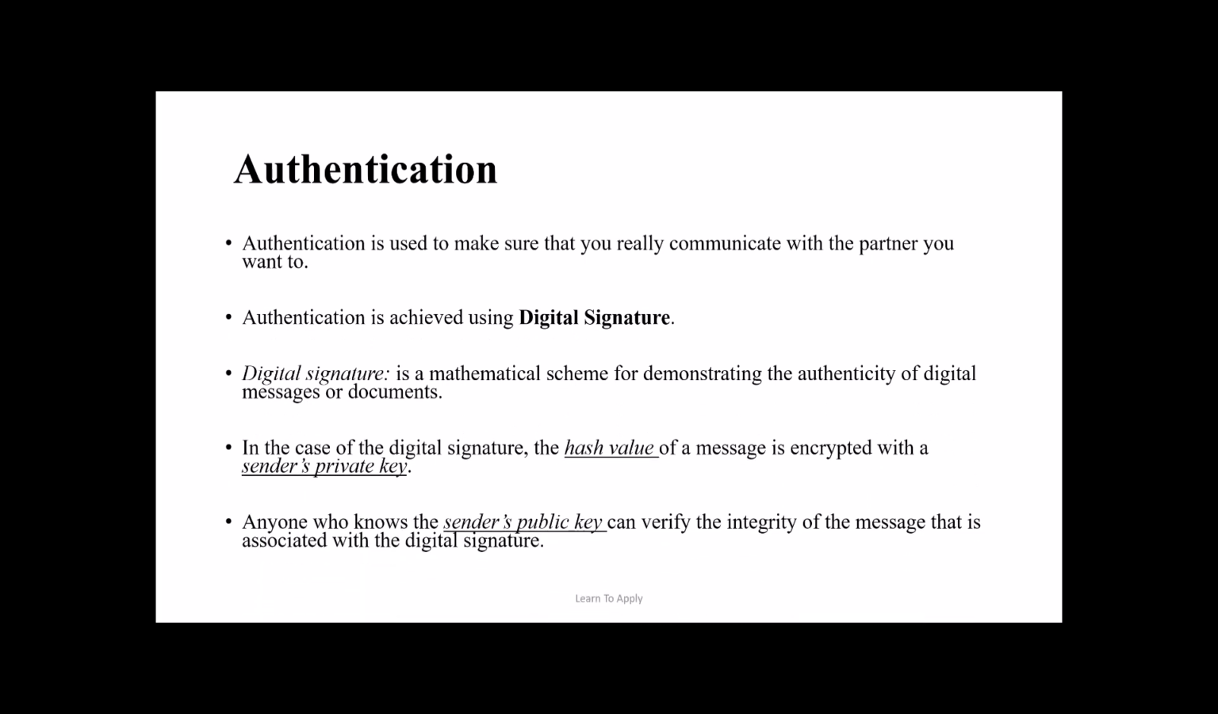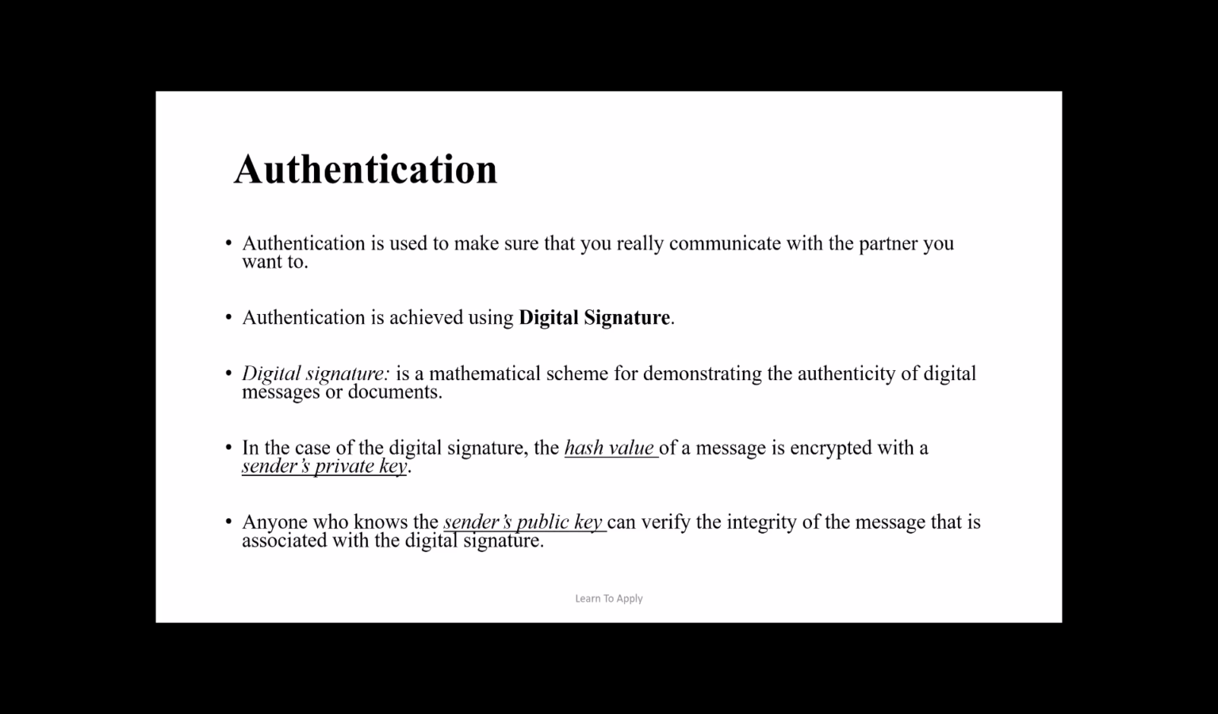It is used to make sure that you really communicate with the partner you want to. So how could you ensure that? It's about guaranteeing that you are communicating with the intended participant. And if someone claims that he is A, authentication guarantees that it actually is A. So this allows us to identify the identity of a person. It is used to make sure that you really communicate with a participant who is who he claims to be.